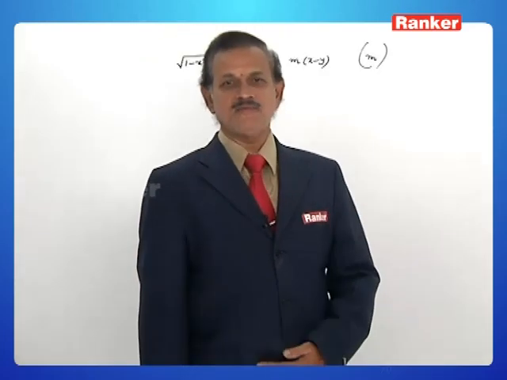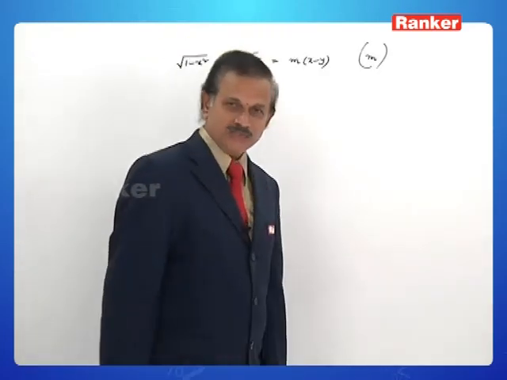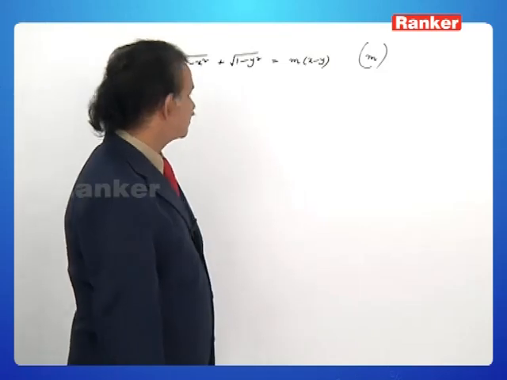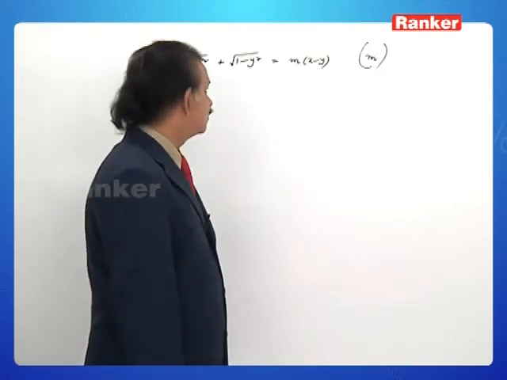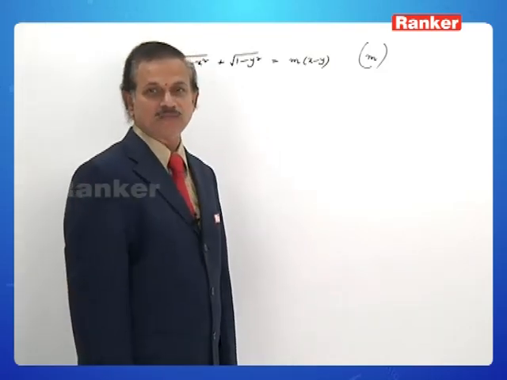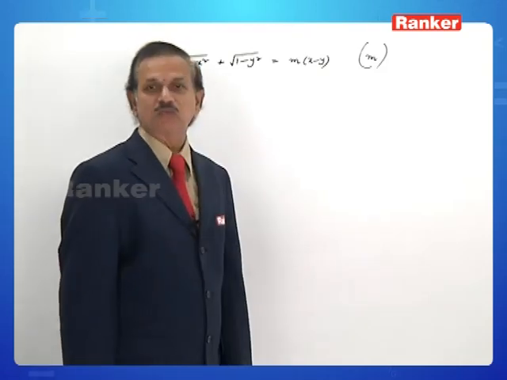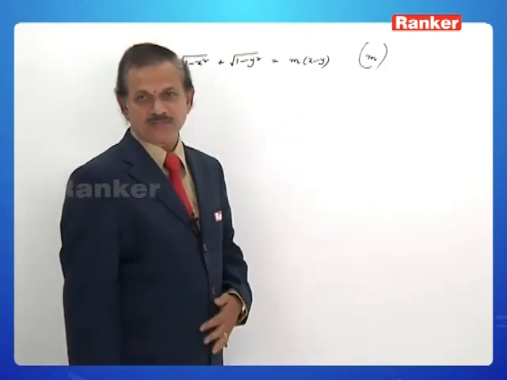The next problem before us, it is visible on the board, is a family of curves whose equation is square root of 1 minus x square plus square root of 1 minus y square is equal to m into x minus y. Here m is the parameter.